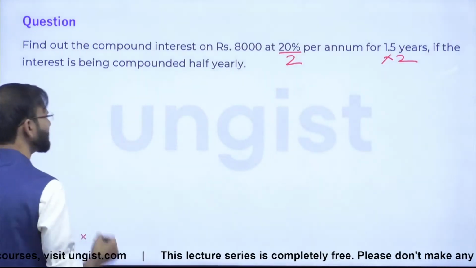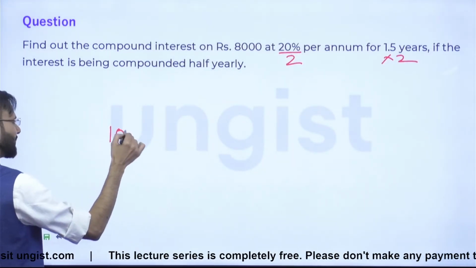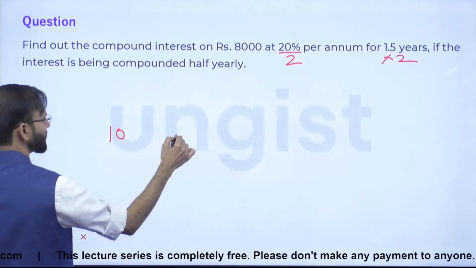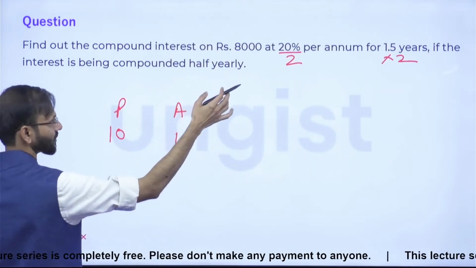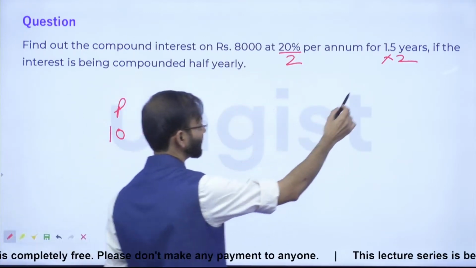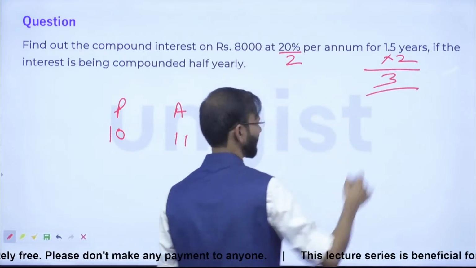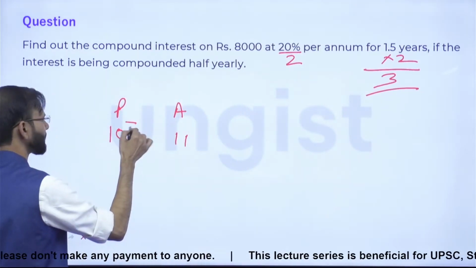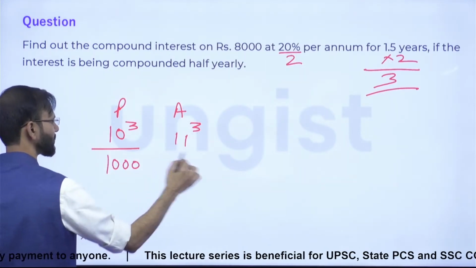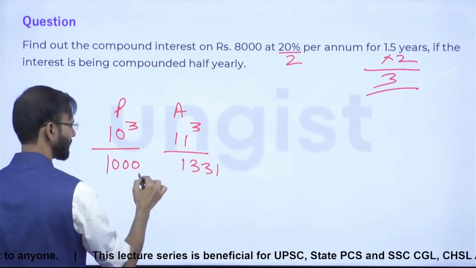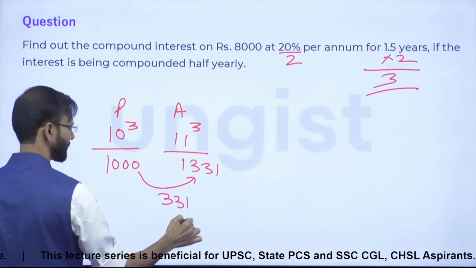Achha. Tell me, what does 10% mean? 1 by 10. So here we have considered 10 and this will be 11. So this is principal and this is amount. Now the question is talking about 3, so this is power 3. So 1000 and this is what? 1331. So this is 331, right?